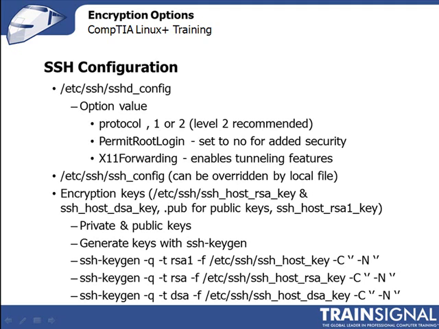Now if these files don't exist and you can't start the SSH server, you can generate the keys yourself using the ssh-keygen command. And there are 3 commands that you need to execute. The first is ssh-keygen -q -t rsa1 -f /etc/ssh/ssh_host_key -C, and then you have a -N enclosed in 2 single quotes. You'd also have to enter the same command for the RSA and DSA keys.